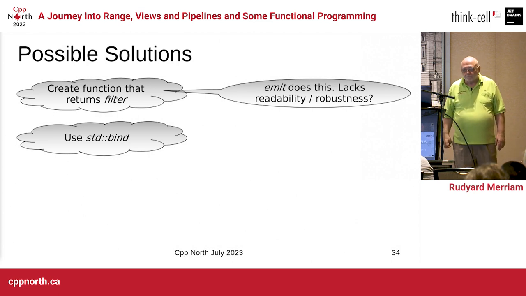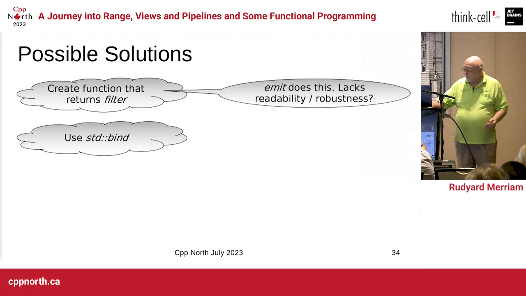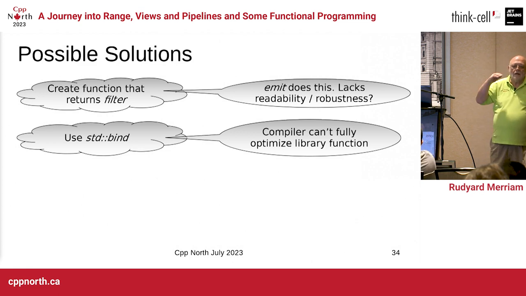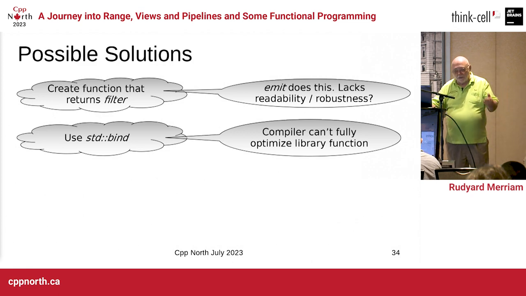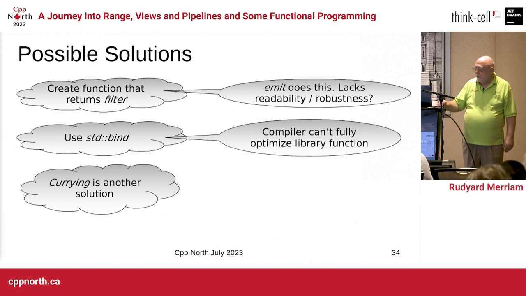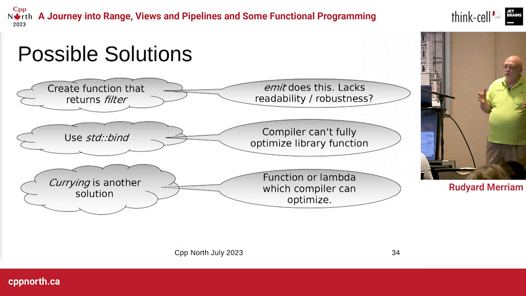There's std::bind. And that's a way of patching arguments together and passing them in. That's another very reasonable solution. The drawback is it's a library function. The compiler can't always optimize library functions as well as you'd like. You want to stick to built-in language features. Currying is how you do this by using lambdas. You can stack lambdas to create this currying, and then the compiler can go in and optimize because it's a language feature.